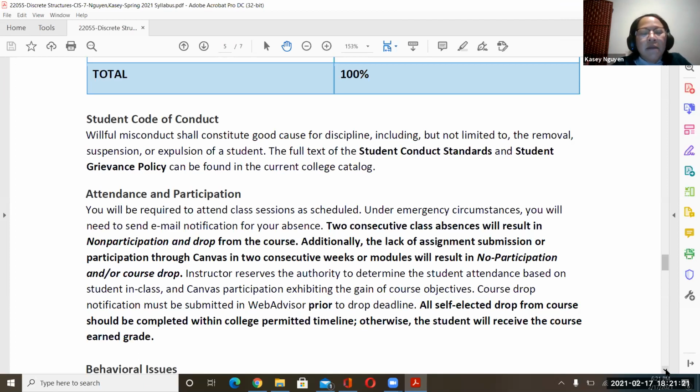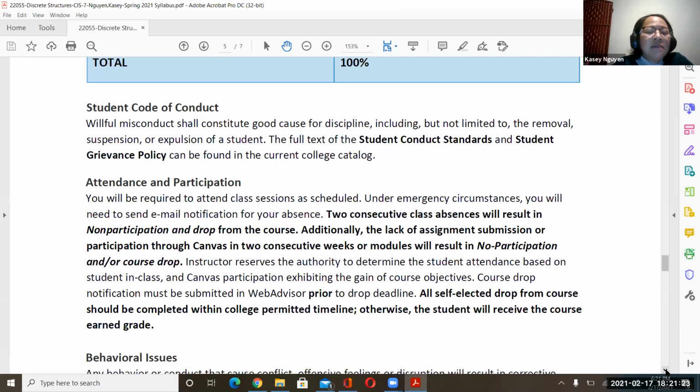So for attendance and participation, since this is regular meet online, I will also look at your attendance, as in your completion of tasks for the week, along with your attendance for Zoom. If the student missed my class in 2 consecutive weeks, that's 4 total sessions or more, I reserve the right to drop the student.